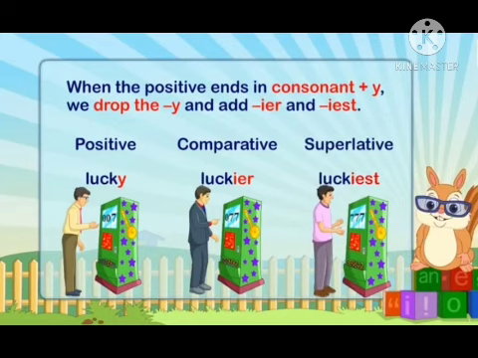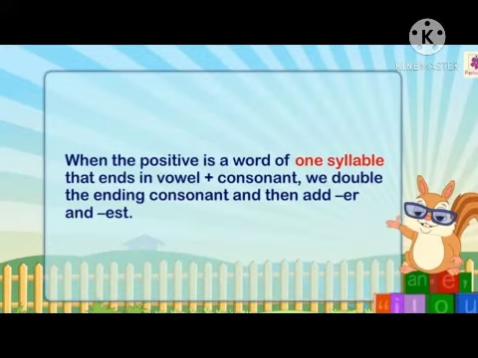Okay, understood this? Now let us see the next rule. When the positive is a word of one syllable that ends in vowel and consonant, we double the ending consonant and then add er and est. Okay, understood? See, the positive degree has one syllable and it ends with a vowel and a consonant. At that time we do what? Double the consonant.